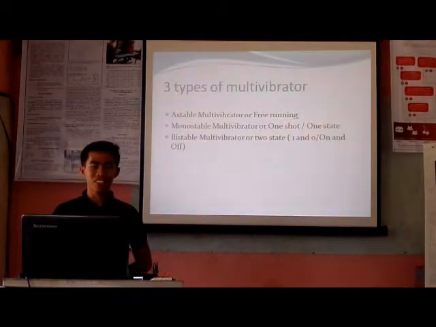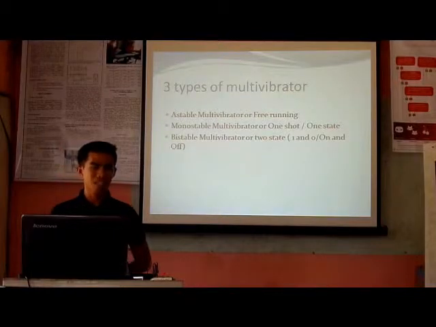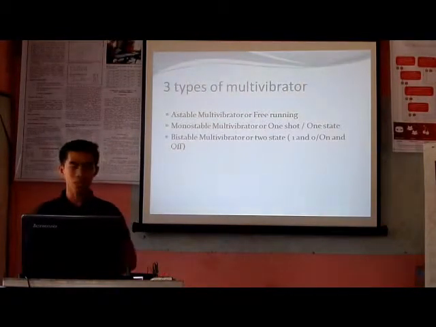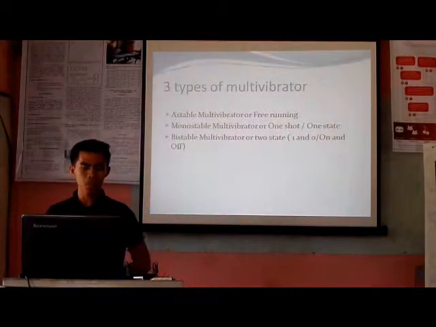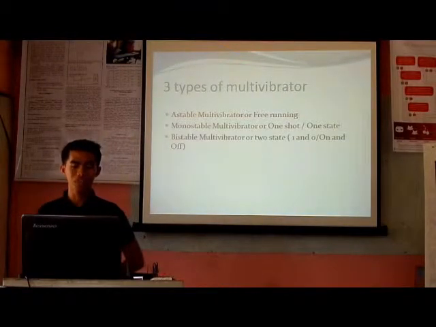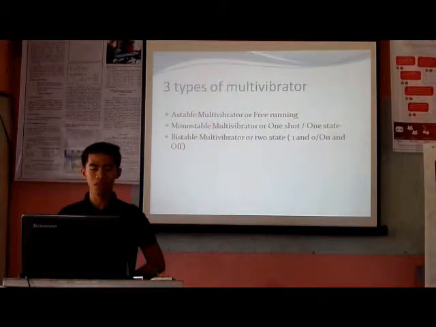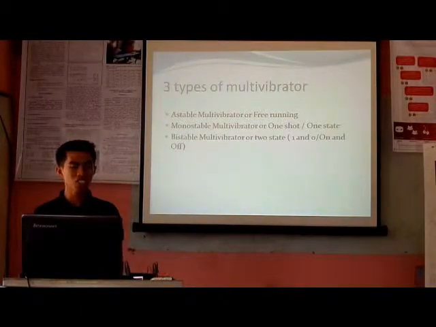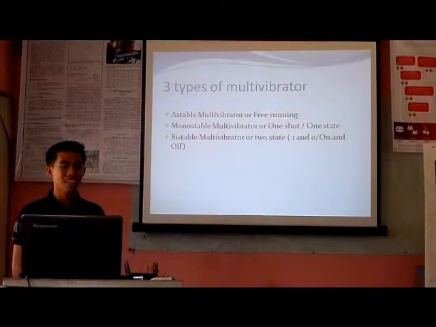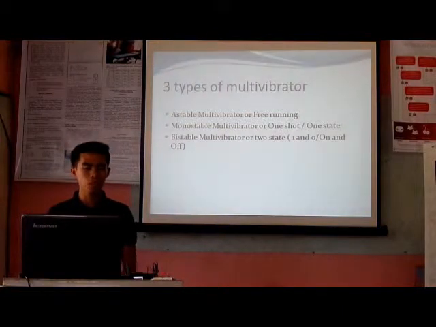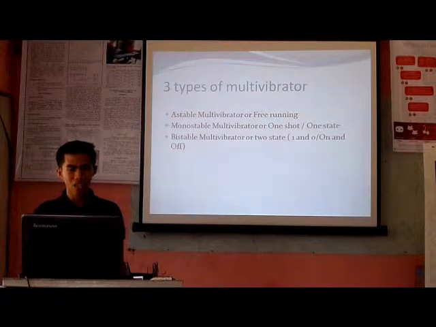So what are the three types of multivibrator? First, the astable multivibrator, or what we call a free running circuit. The second one is the monostable multivibrator, or what we call one shot or one state. And the third one is the bistable multivibrator, or two state, 1 and 0, or on and off.